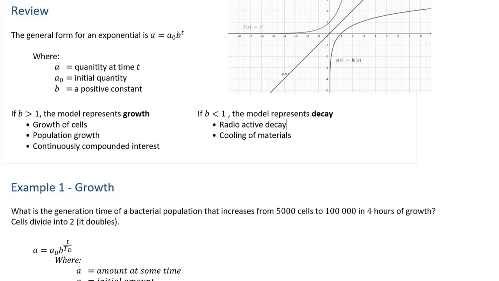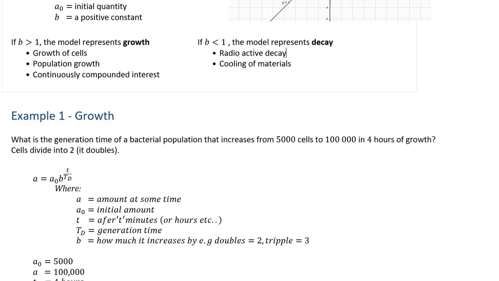If b is greater than 1, the model represents growth. So you need to be aware of the number you're multiplying by the original amount. Read the question carefully to identify whether it's growth or decay, and that will give you a fair idea of what number needs to be there. A growth example might be growth of cells, population growth, or compounding interest. If b is less than 1, the model represents decay, and that means you're multiplying by a point something, so of course it's going to get smaller and smaller, and that might be radioactive decay or cooling of materials.